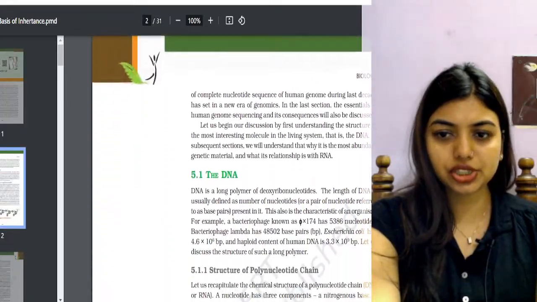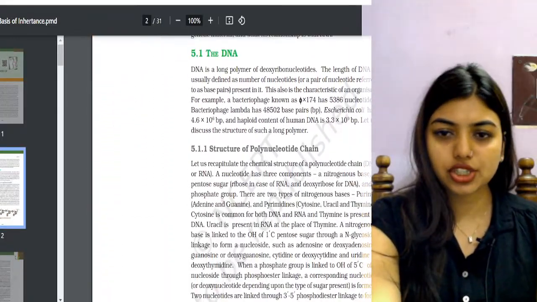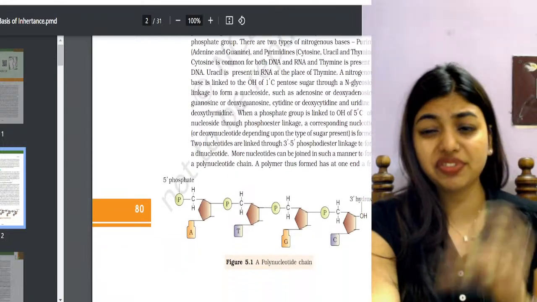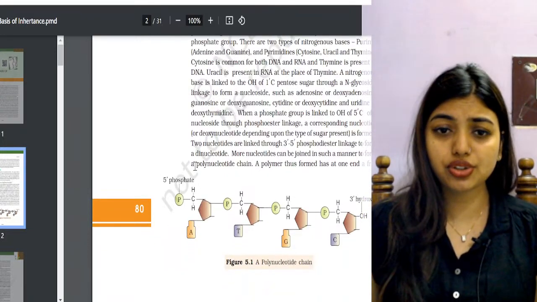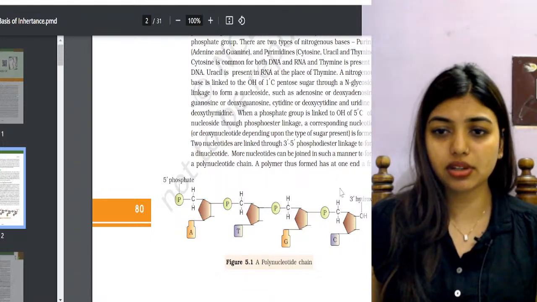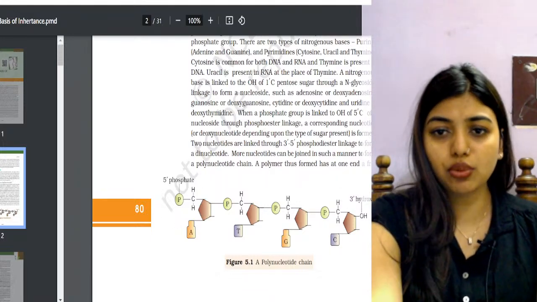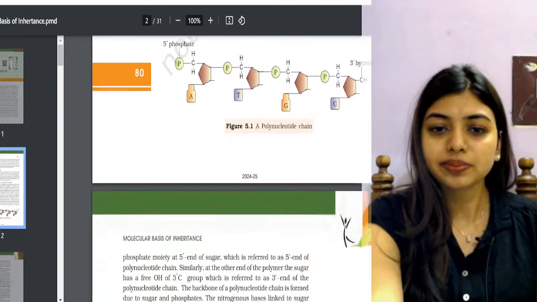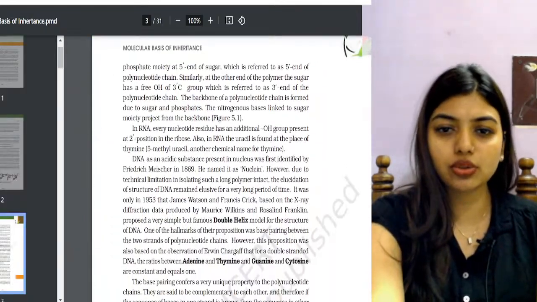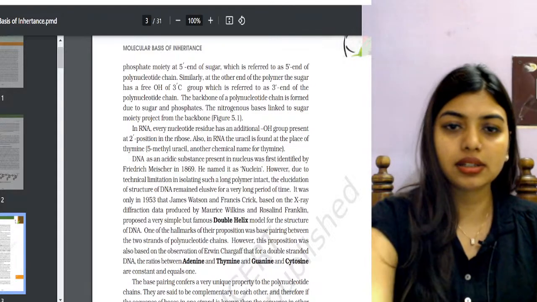See, we understood what is DNA. Structure of a polynucleotide chain, very important students. Don't even think of skipping this. Here you should know why the 5-phosphate came, here the hydroxyl came. If you want a detailed lecture, you can check on Vedantu NEET English. I have done it. I've drawn the diagram and taught. Here I cannot do that much because of the pen.